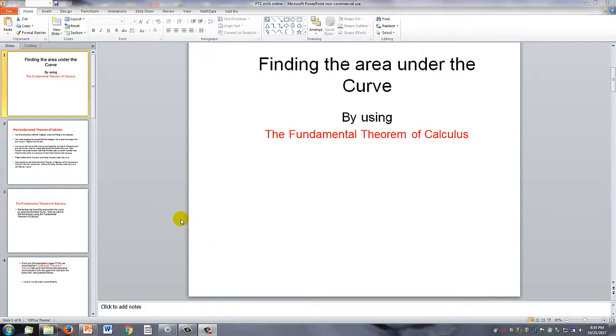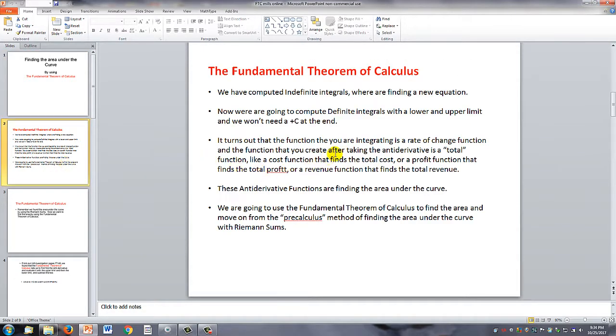Okay, so we've looked at finding the area under the curve using Riemann sums. We've done an exploration. And so now we're going to compute definite integrals with a lower and upper limit. And so we won't need plus c at the end.